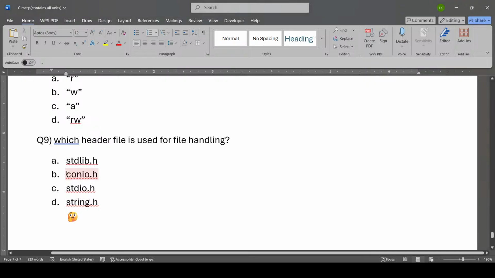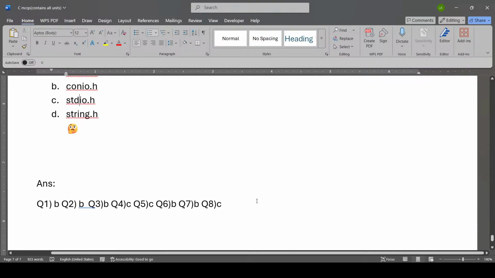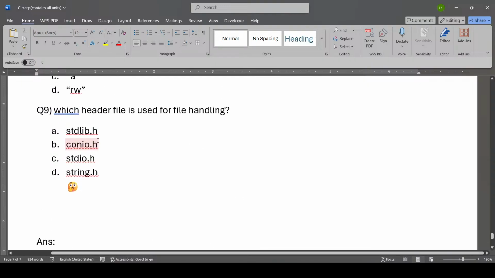Whenever we go for data file handling programs, the first one we need is stdio.h, and the remaining ones we may or may not need. So this is the answer, C: stdio.h. Question 9, C. Now we are going for the next MCQ.